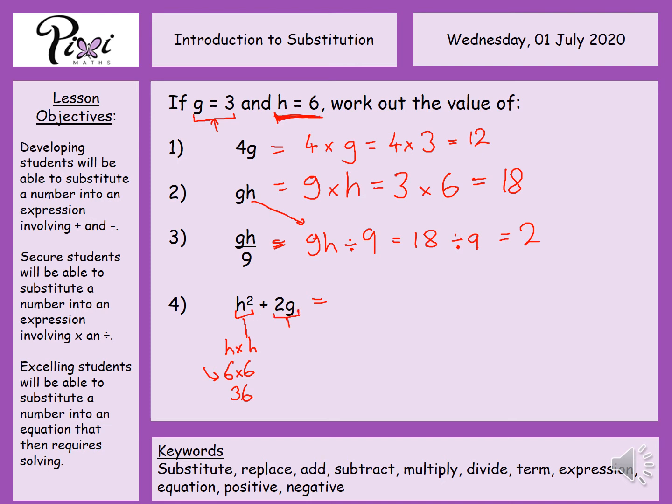Let's work out 2G. So that is 2 times G. So G is 3, so that is 2 times 3. So that is 6. So what we're doing is we're adding these two together. So we've got 36 plus 6, which is 42. So a bit tougher there because we've got 2 kind of steps. We've got to do it in 2 parts because we've got 2 separate things to substitute. But the idea is still the same. Just wherever we have an H, we're swapping it out for a 6. And wherever we've got a G, we're swapping it out for a 3.